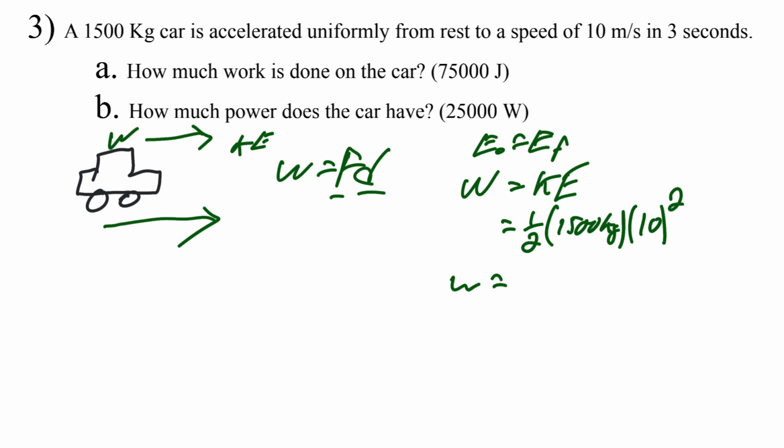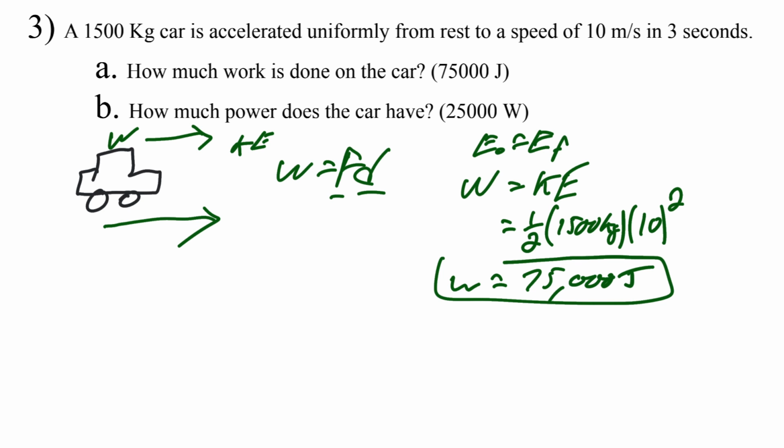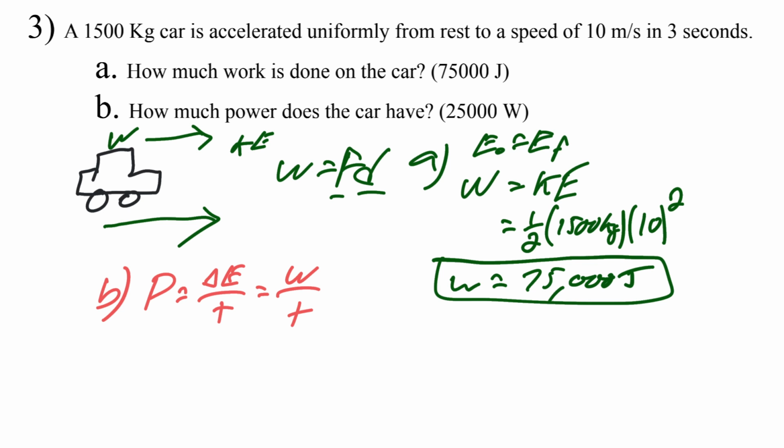All right, so when you solve it, you get 75,000 joules. That was letter A. Let's do letter B. Letter B is then how much power. So again, power is the change in energy over time or the work over time.